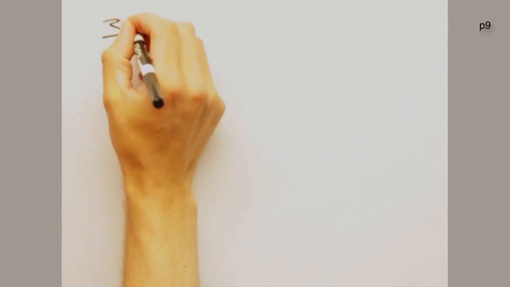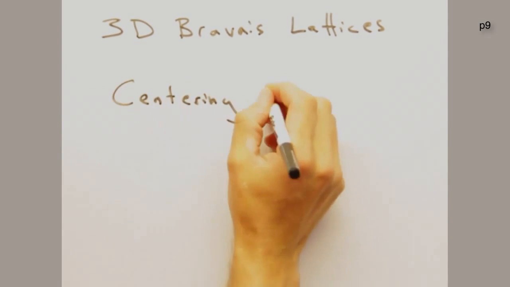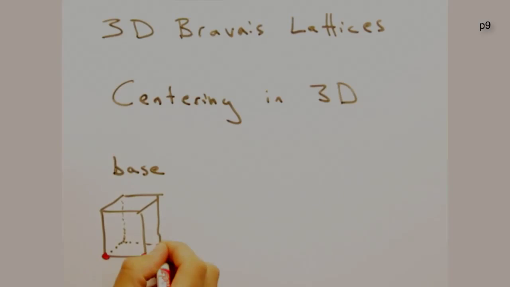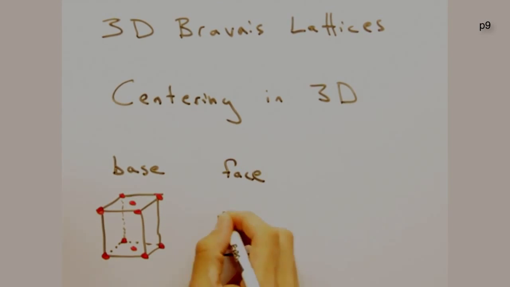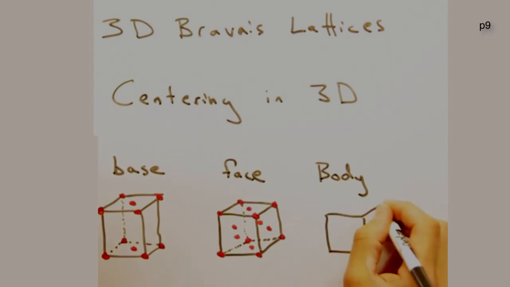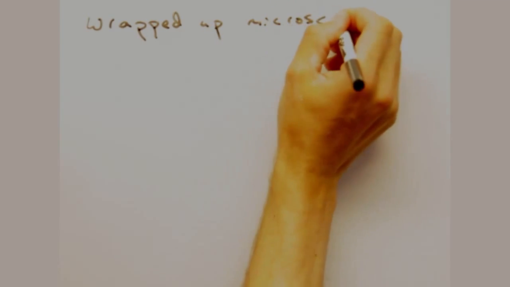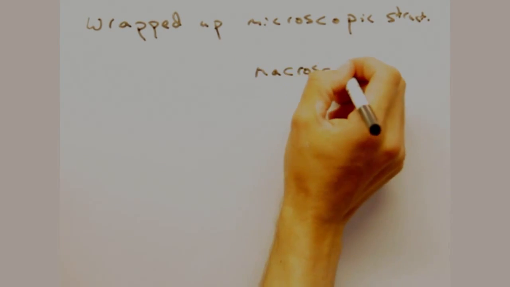Absolutely. As in 2D, we also have Bravais lattices in 3D, as given in this table here. Although we just call it centering in 2D, in 3D we actually have different types of centering. There's base centering, face centering, and body centering, which are shown here. It'd be good to get familiar with this table and know examples of each. And with that, we've wrapped up our core discussion of the microscopic structure in crystals.